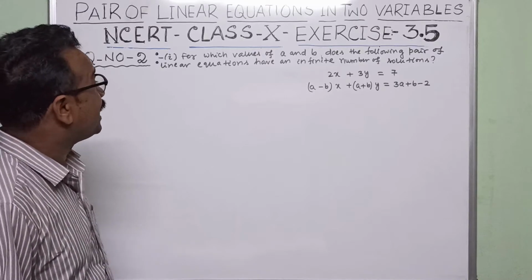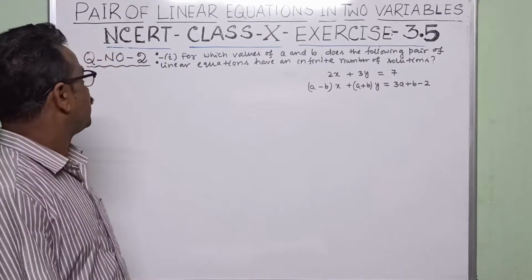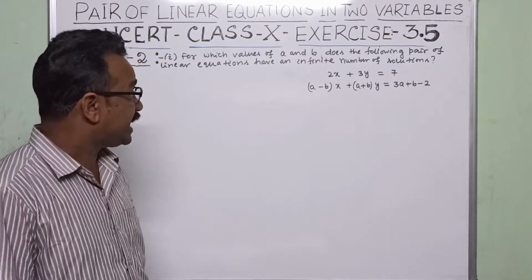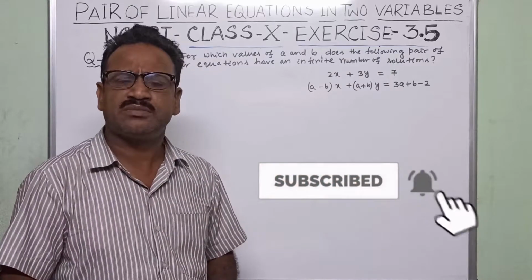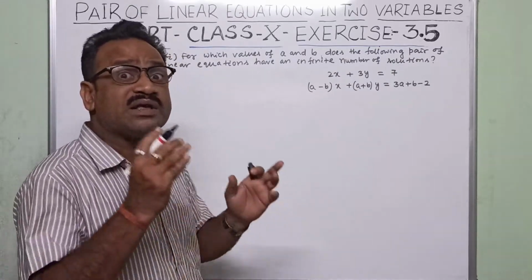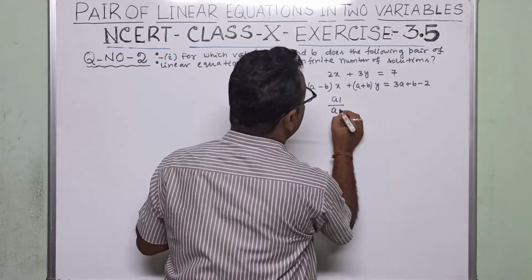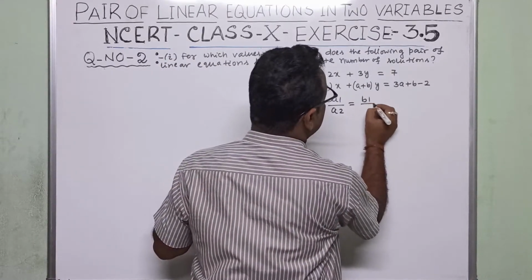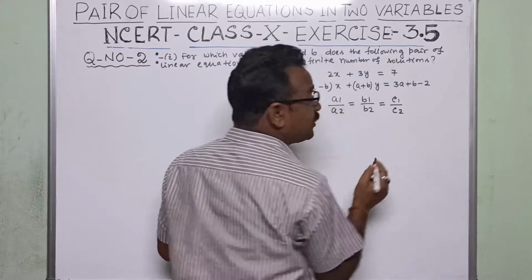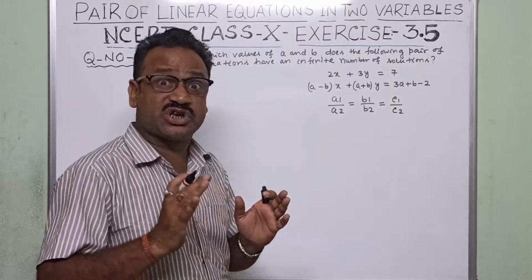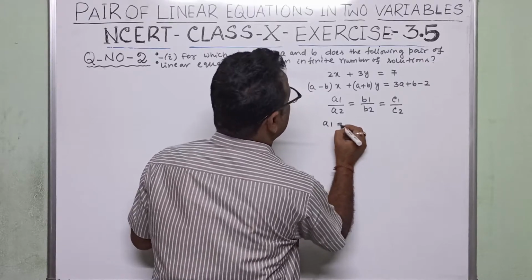For which values of A and B does the following pair of linear equations have an infinite number of solutions? Infinite number of solutions means what is the condition? A1 by A2 is equal to B1 by B2 is equal to C1 by C2. Infinite many solutions.